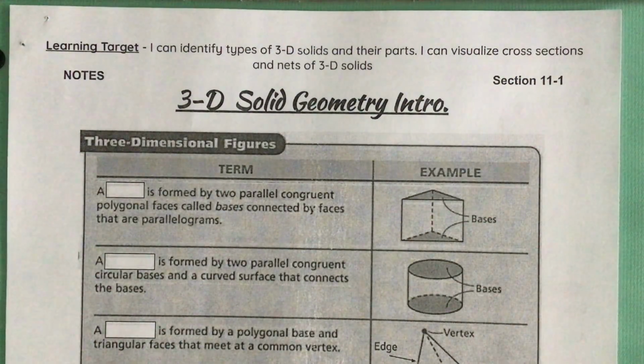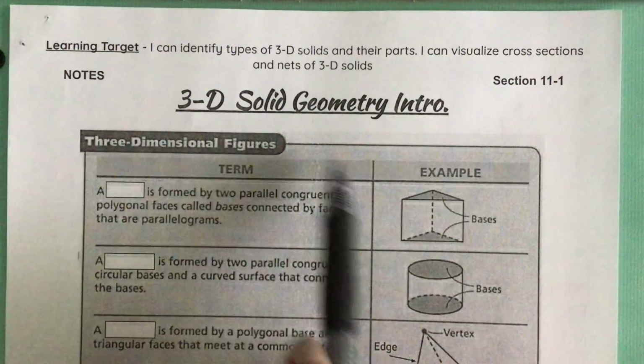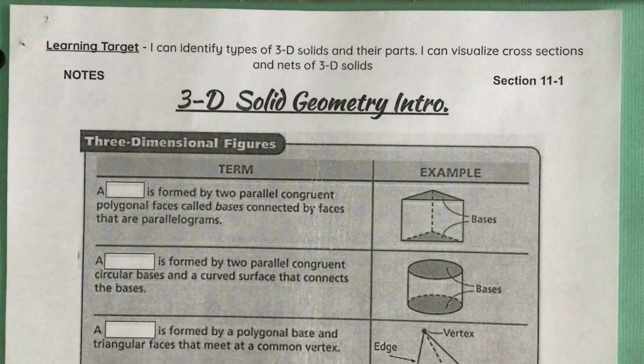We are in section 11-1, and we're going to be talking about 3D solids and just a quick introduction for it. So by the end of this video, I'd like for you to be able to identify the types of 3D solids as well as their individual parts. And then also, ideally, you'll be able to visualize cross sections and nets of 3D solids. So to begin with, we need to define a few of the types of solids that we have.